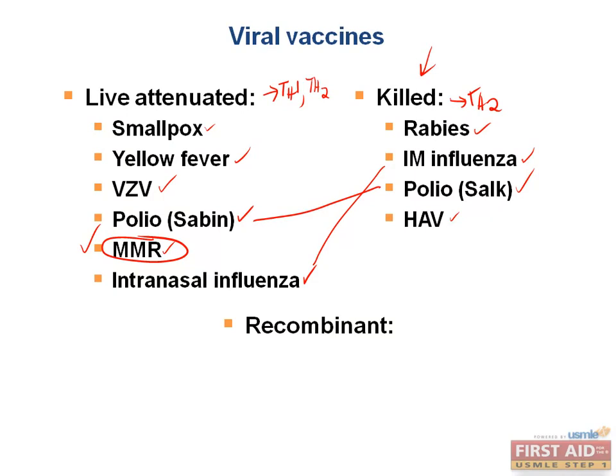The vector or carrier virus can then take this DNA to the host cells. In other words, because this mimics a natural infection, it will be able to stimulate the immune system. There are two recombinant vaccines that you should know about, and those are the HBV and the HPV vaccines. Because they sound so similar, they should be easy to remember.